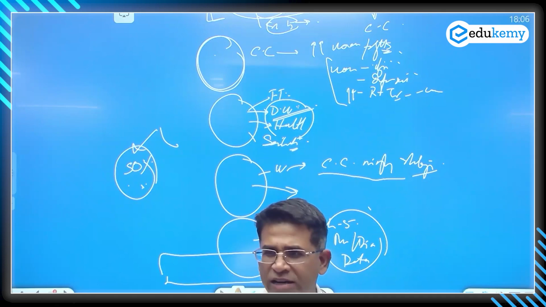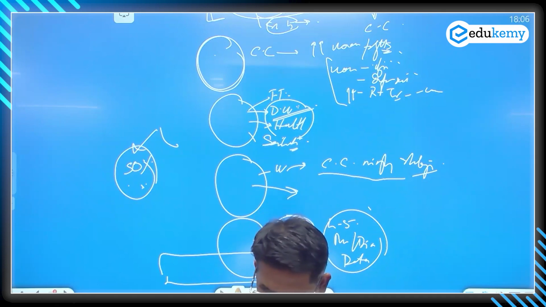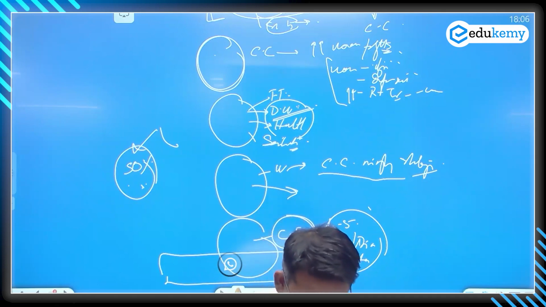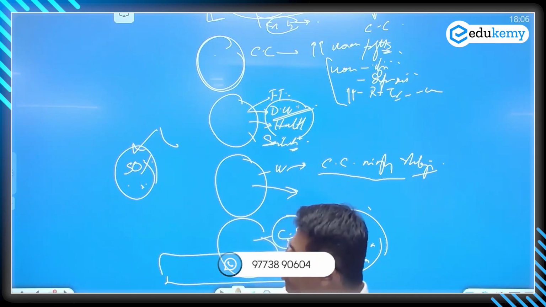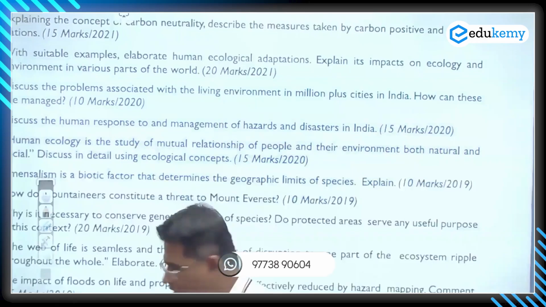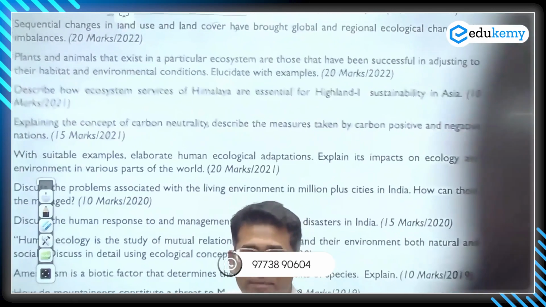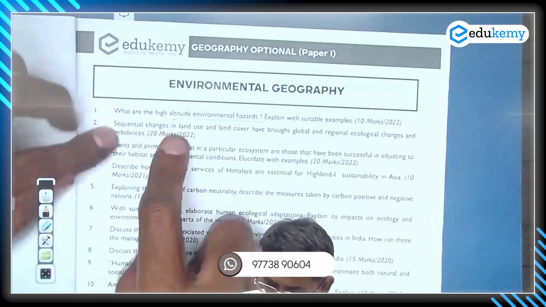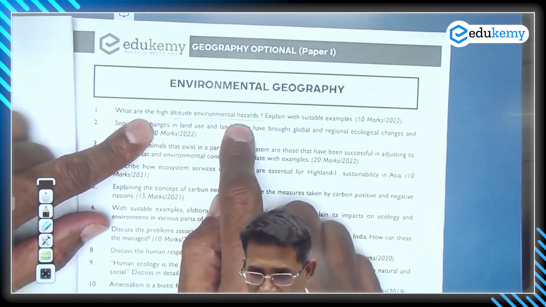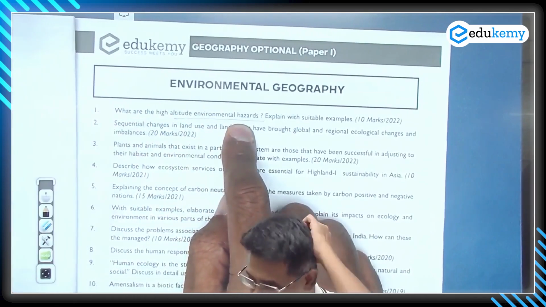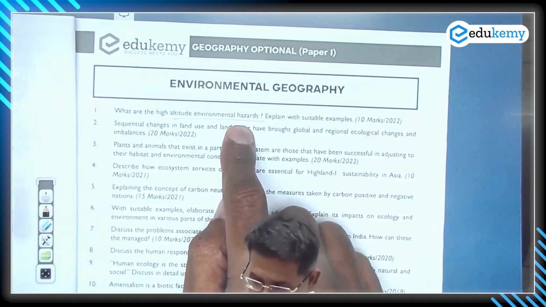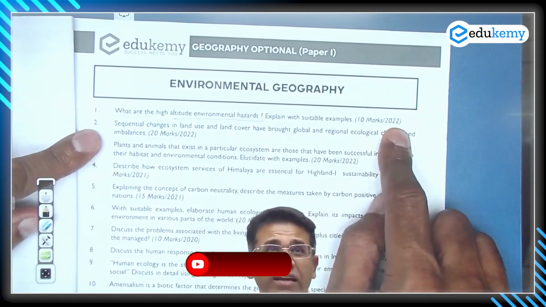So I think you have got enough data now on environment and ecosystems. If I read this out, I'm just telling you what type of questions they ask on environment. Biogeography, you can't separate it anyway, but okay, I have a sense here. High altitude environmental hazards, like cloud bursts, GLOF, landslides, is a big deal. This was a question asked last year.